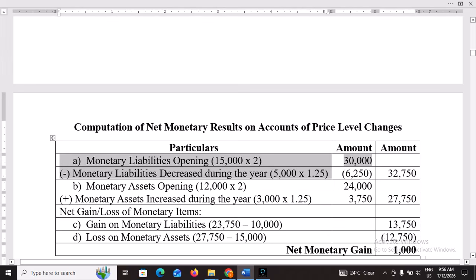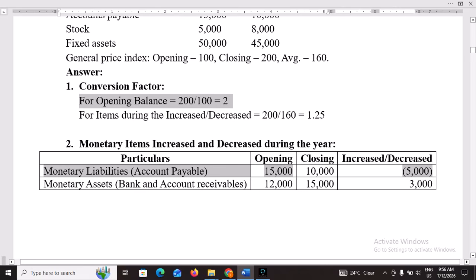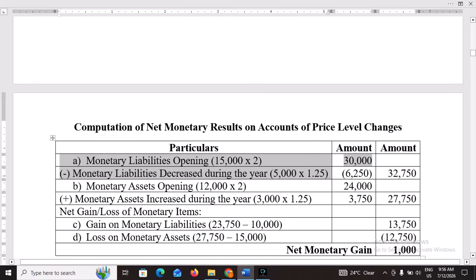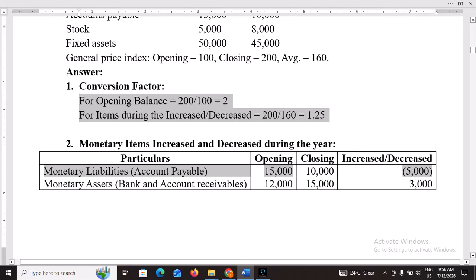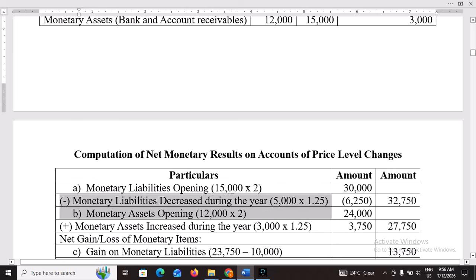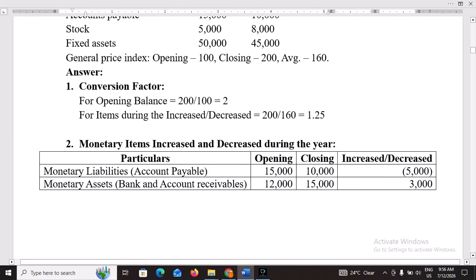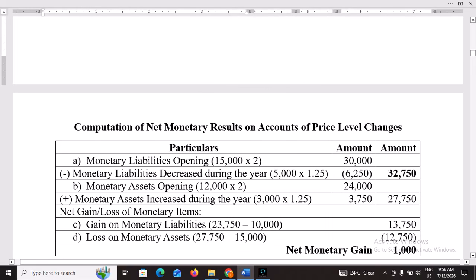Monetary liabilities decreased during the year by 5,000. During the year means average conversion factor, which is 1.25. So 5,000 into 1.25 is 6,250. So 30,000 minus 6,250 is 32,750. Done. Now monetary assets opening.